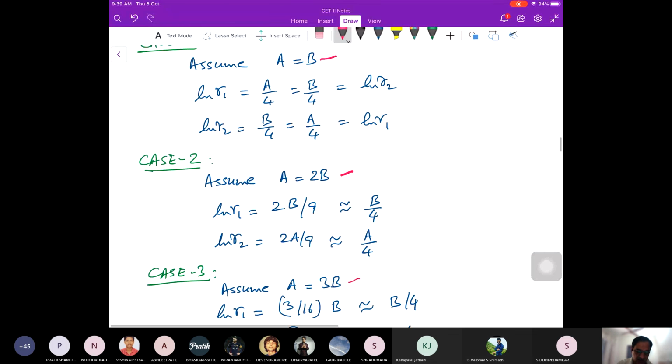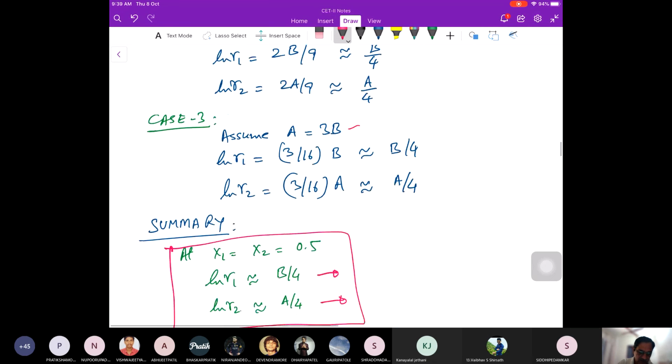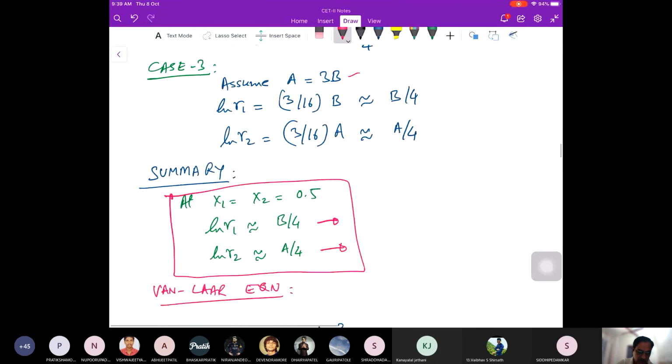Sir, here ln gamma 1 is equal to b by 4 and ln gamma 2 equal to a by 4. Only in the first case it is equal, right? So we are not taking a specific case, we are taking a general case. A and b can have any value.